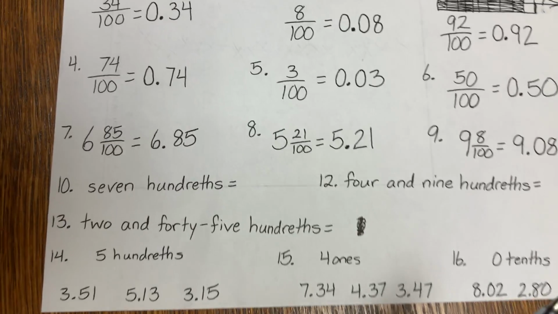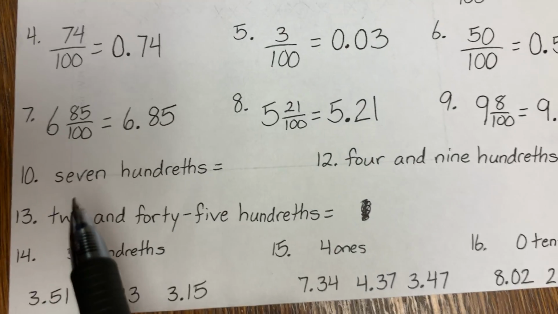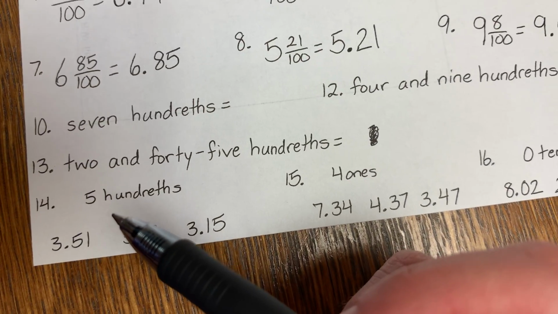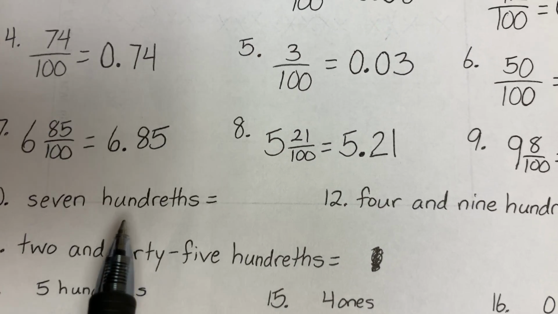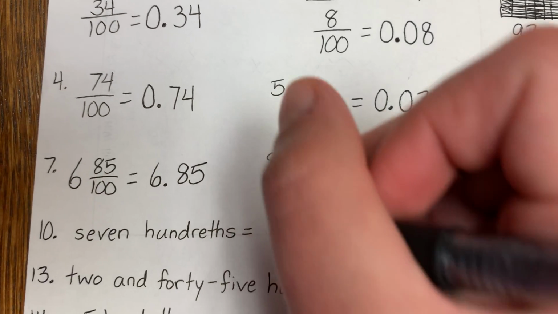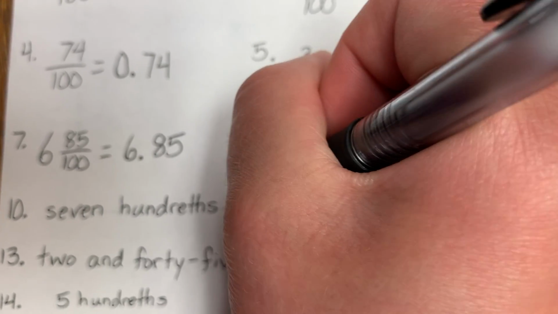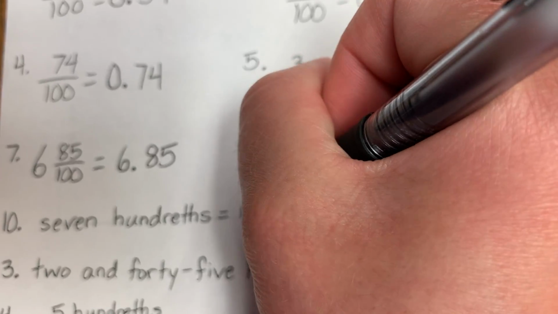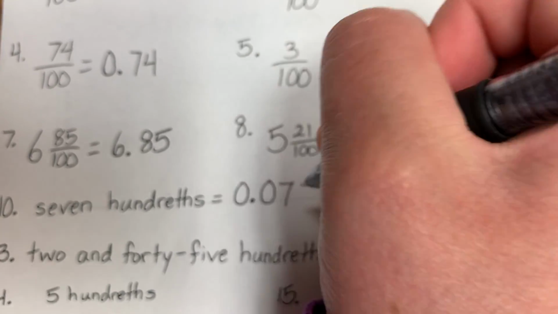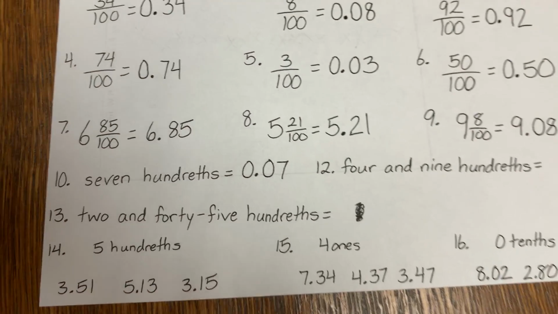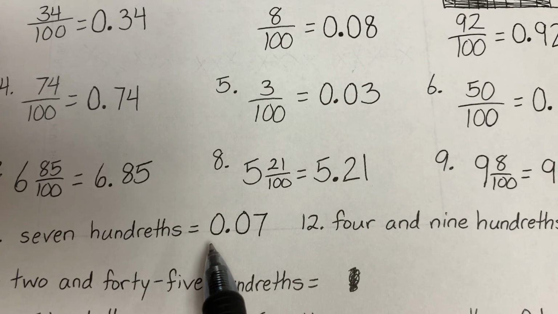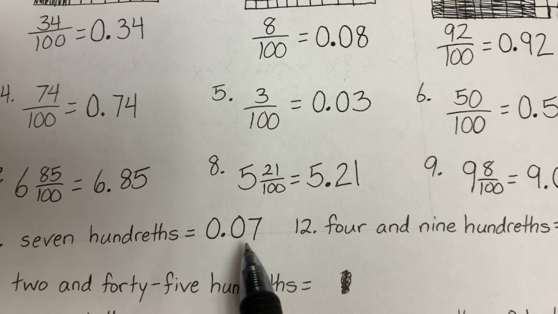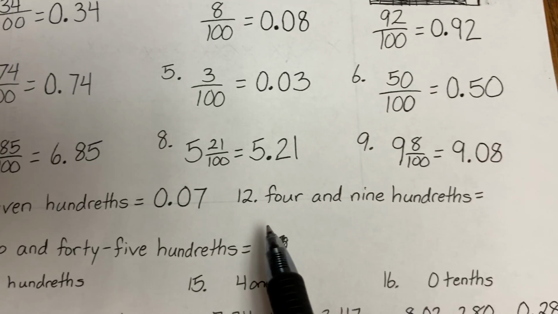Okay, number 10 says to please write the decimal. So 7/100ths would look like 0.07. Sorry for the phone call. So 7/100ths is equal to 0.07.